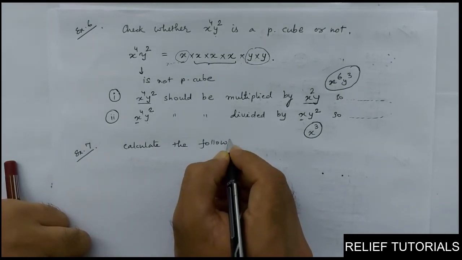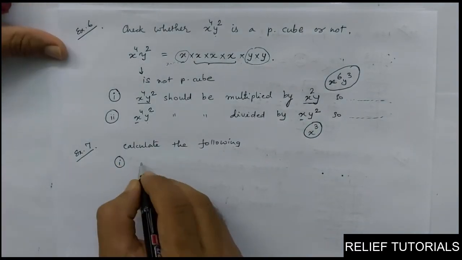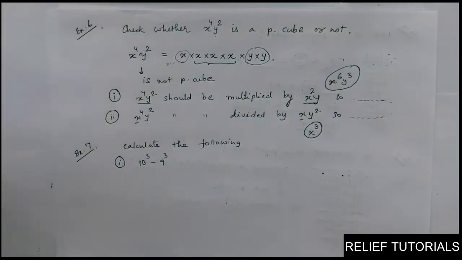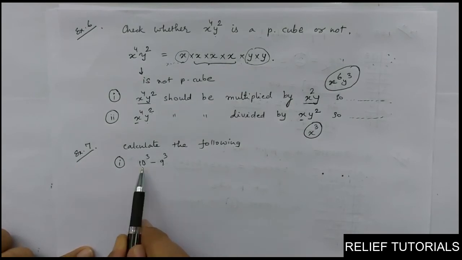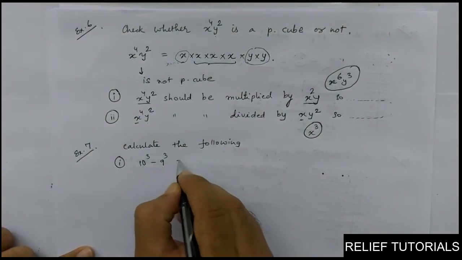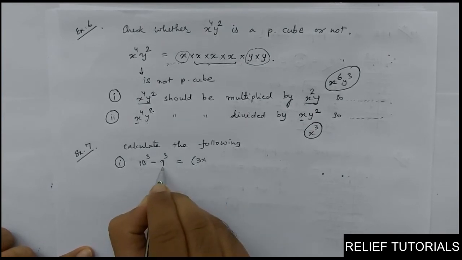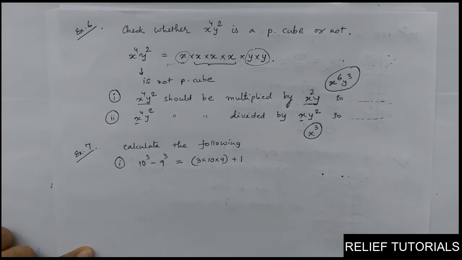It is based on one of the important properties. First question is like this: 10 raised to 3 minus 9 raised to 3. One of the properties which we have discussed in the last lecture is that if you want to find the difference between the cubes of two consecutive numbers, it can be easily written like this: 3 into 10 into 9 plus 1.